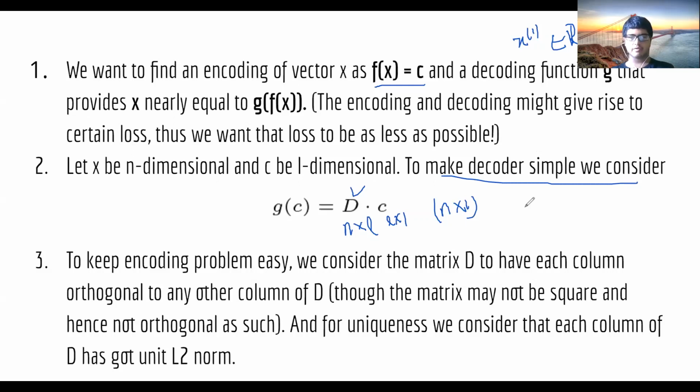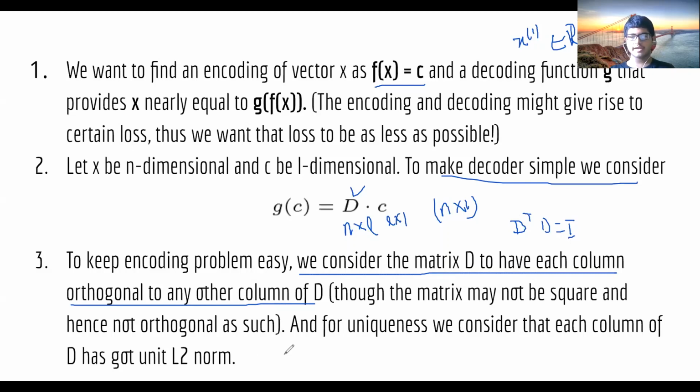And further, to keep the encoding problem easy, we consider the matrix D to have each column orthogonal to every other column of D. Though the matrix may not be square and hence not orthogonal as such, because for an orthogonal matrix, the definition is D transpose D equal to, let's say, I of that dimension. For that, D would have to be a square matrix. But here D may not be square because n and L are mostly different. So we just say that we consider the matrix D to have each column orthogonal to any other column of D only. And for uniqueness, we consider that each column of D has unit L2 norm.